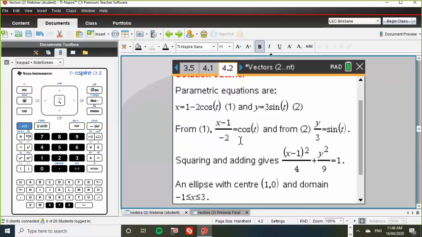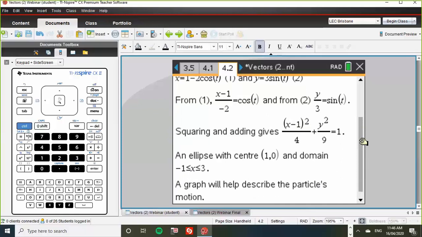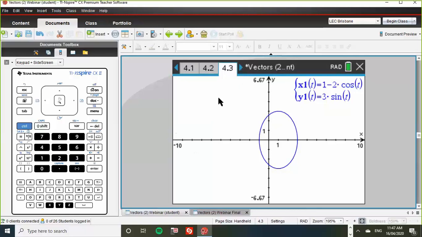So it's good to have an understanding of the knowledge of the graphs of cos t and sine t as well. Okay, so a graph will help describe the particle's motion. And what I've taken the liberty to do again is to already graph the Cartesian equation. So you can see it's an ellipse. You can see that its centre is at 1, 0. You can see that the allowed x values are from -1 to 3.